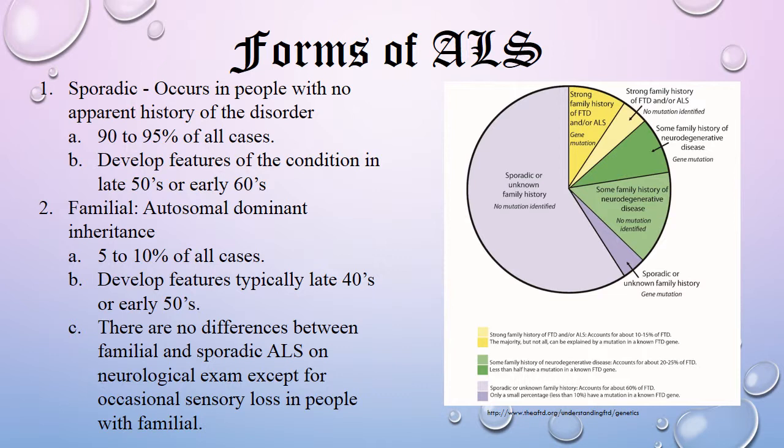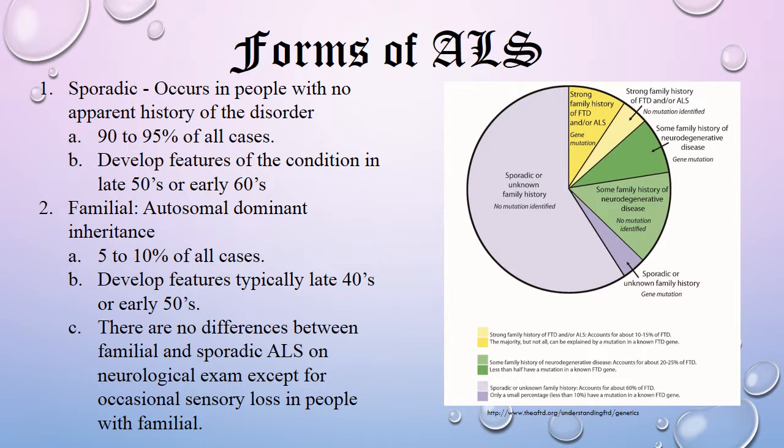Familial form of ALS is an autosomal dominant inheritance, so it's a genetic disorder that's passed down. It accounts for 5 to 10% of all cases, and the symptoms usually occur in the late 40s or early 50s. There is no difference between familial and sporadic ALS on the neurological exam, except for the occasional sensory loss in people with familial form of ALS.